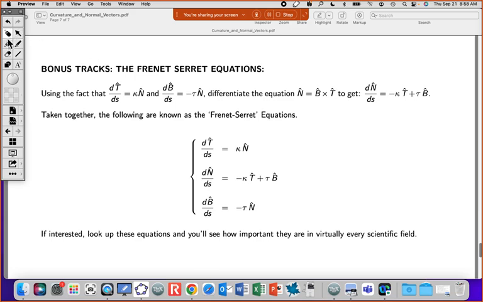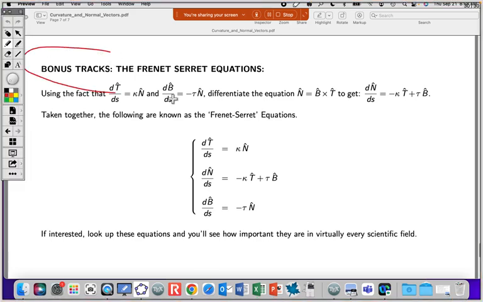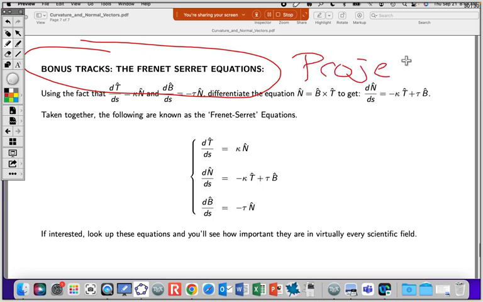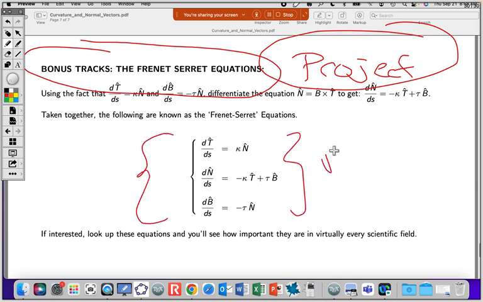Now this would be a great project because I want to have a few minutes and talk about the take home. This would be a great project for you folks. If this kind of thing piques your interest, the Frenet-Serret equations, these are big. These are used to study things as small as molecular motion and as large as satellites in space. So that would be a great project if you're interested in that, deriving them and then looking at where they're used.